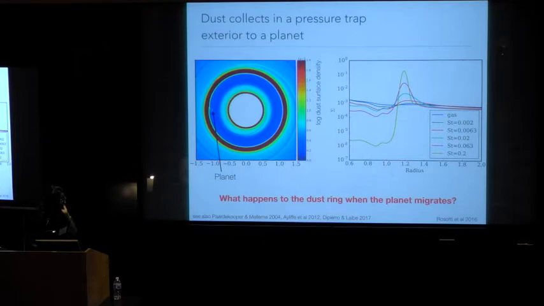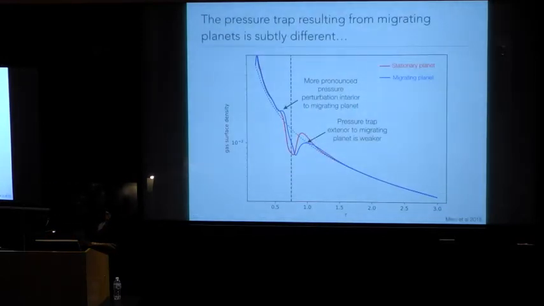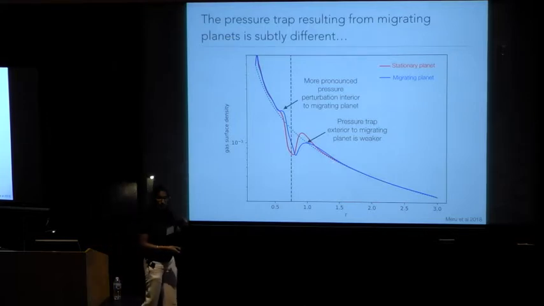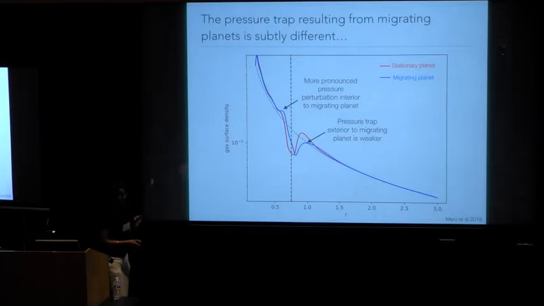But the question we started asking was, well, what happens to the dust ring when the planet migrates? All of the simulations that have been done prior to this, or many of them, had actually not considered the motion of the planet, and that was the right thing to do because we needed to understand the whole process of dust collection in the vicinity of the planet. So we took Giovanni's simulations, and we modeled them with a migrating planet, rather than a stationary planet. And here are some of the differences that we found.